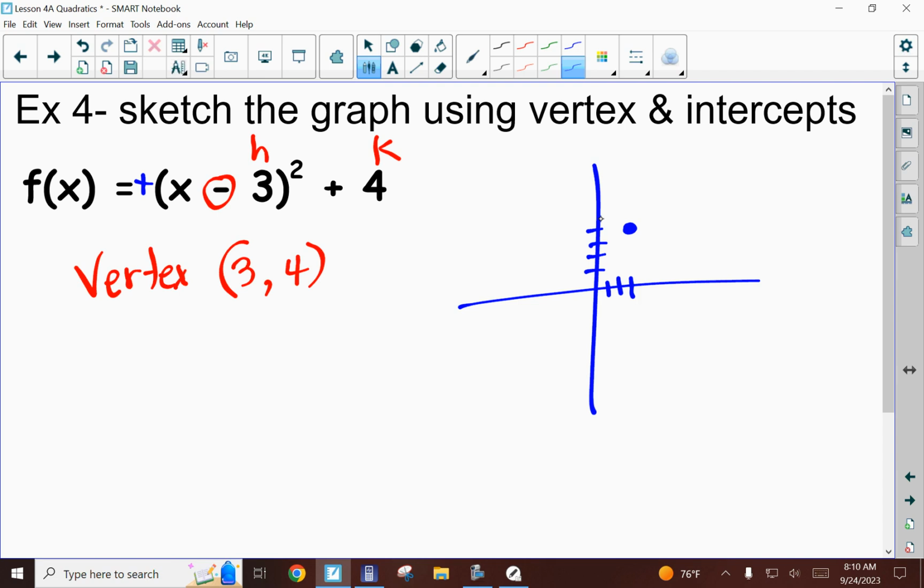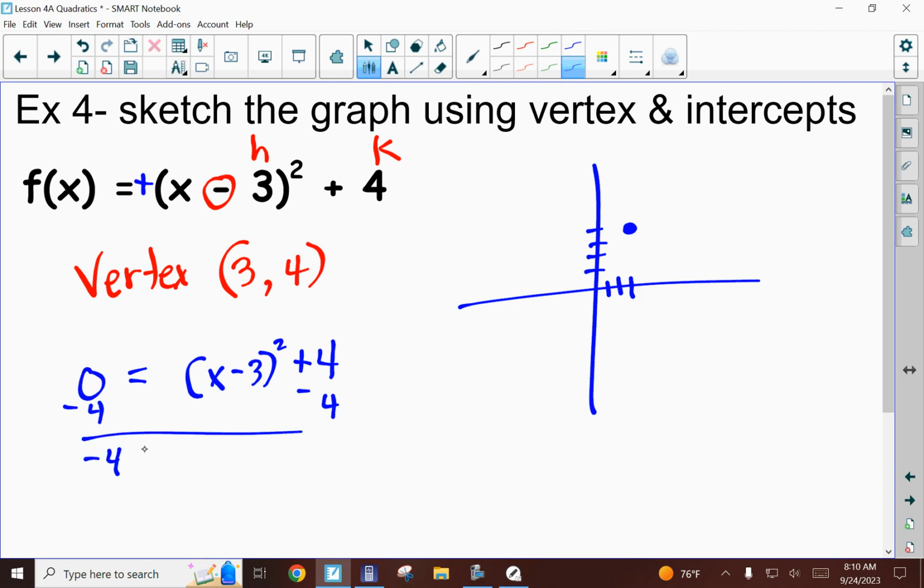If it did have an x-intercept, we would have to just set the problem equal to 0 and then solve it. So I'll show you how to do that, and I'll show you what happens when you don't have an x-intercept. We're going to subtract 4 from both sides. So we have negative 4 equals x minus 3 squared. And if we want to get this x by itself, we would just have to square root the whole thing.